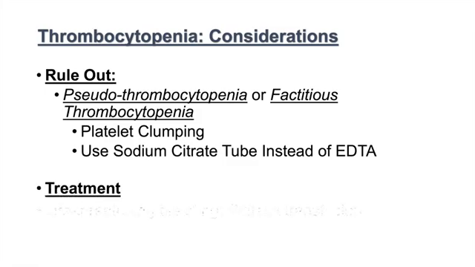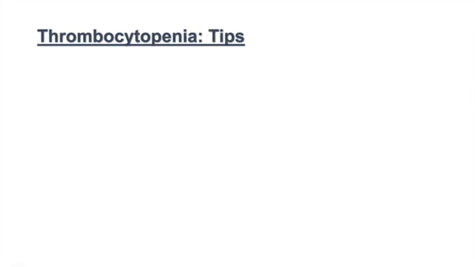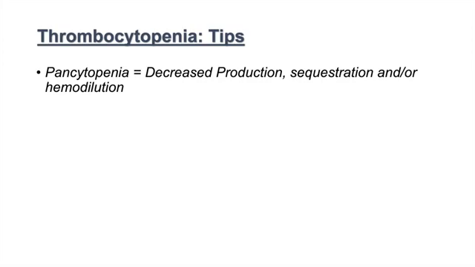And some of the treatments, basically, we treat if there's life-threatening bleeding. So that would lead to a platelet transfusion for patients. And some additional small tips. These are just generalizations. They are not meant to be used exclusively, but sometimes if we see pancytopenia where there's decreased red blood cells, white blood cells, and platelets, we can think of decreased production as a possible cause, or sequestration and or hemodilution can be the causes of the thrombocytopenia.